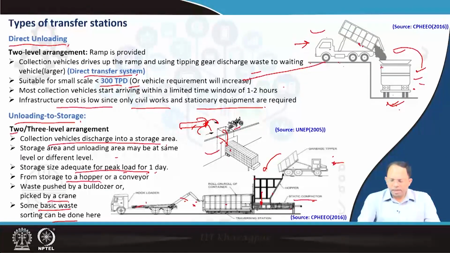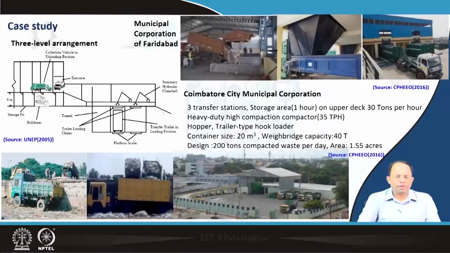So here we are directly putting it into the hopper, or in some cases we can use bulldozers to push the garbage into the hopper, or we can use cranes to lift the garbage. It all depends on how you are doing the loading and unloading arrangement. So in a 2-level system, we have to use a crane or a bulldozer, but in a 3-level system, like over here, you can see that the waste is unloaded at this particular level, and it falls to this particular level. This is a storage pit.